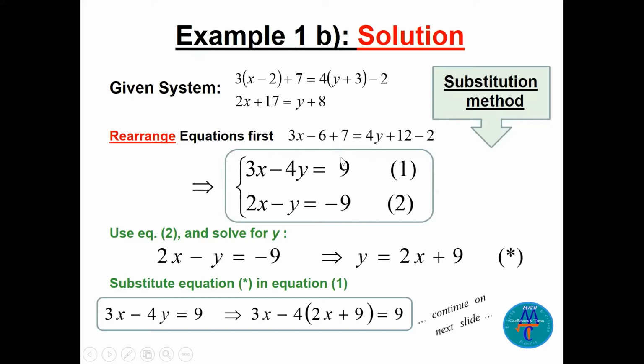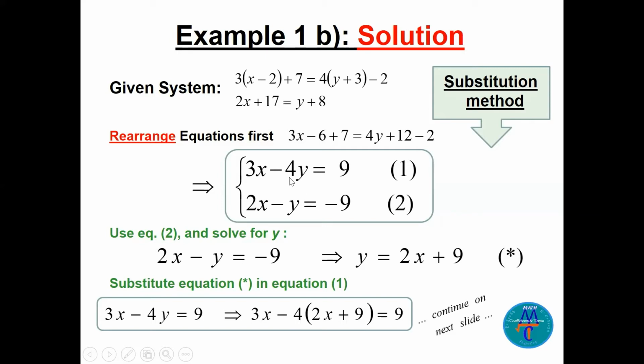Now look at the system now. This is the system of linear equations. Which equation is easier just by looking? Equation 2. Solve for y. So take y on the other side, you bring this 9, so y will be 2x plus 9. We call this star. If you don't like star, you can call it equation 3, equation A, equation B. It's up to you. Now let's take this equation, star, y equals 2x plus 9. We replace it in equation 1, because equation 1 we did not use.